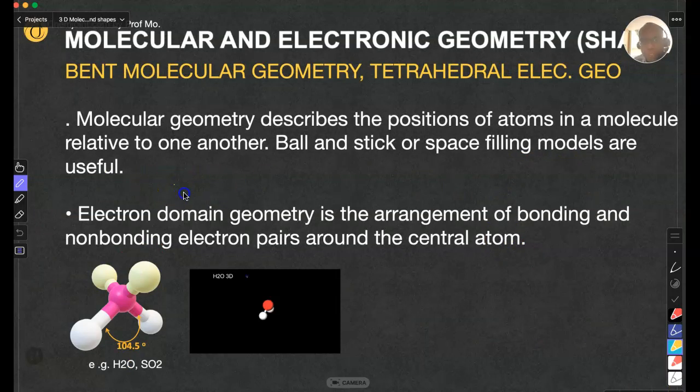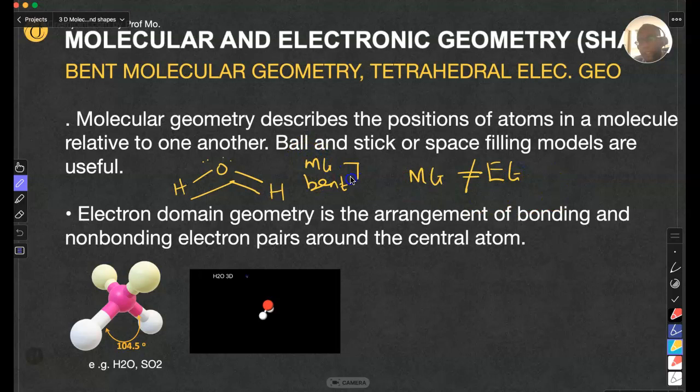So for H2O, we discussed this before. It has two lone pairs, but for molecular geometry, don't worry about the two lone pairs. Just connect the elements, that's bent. And because the central element has at least one lone pair, we expect that the molecular geometry is not going to be equal to electronic geometry. The molecular geometry right now is bent.